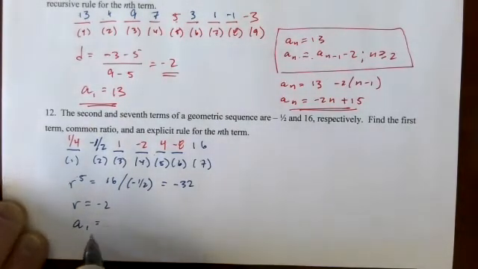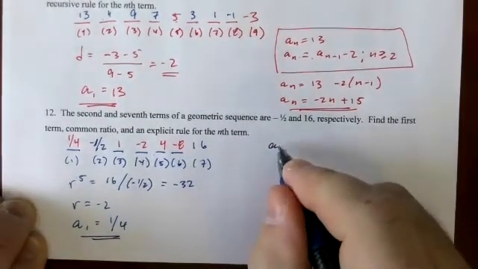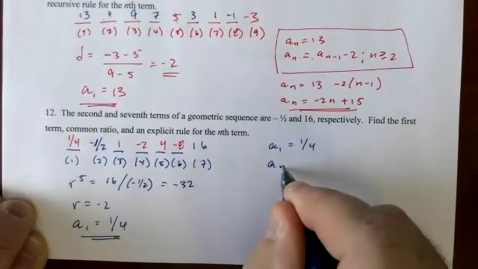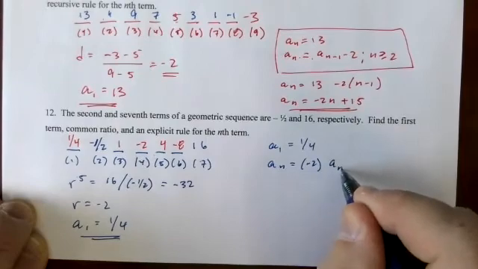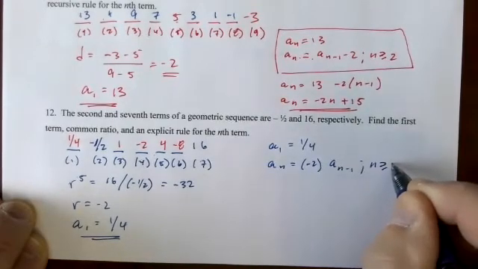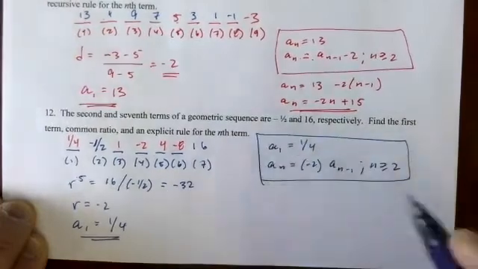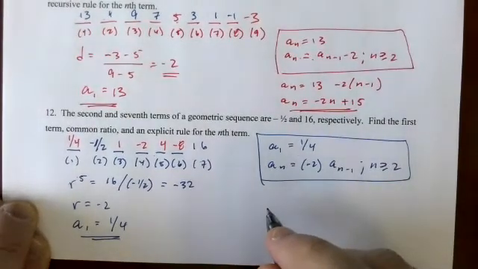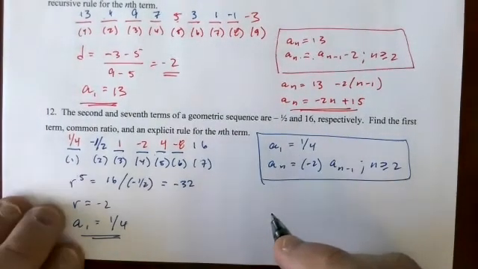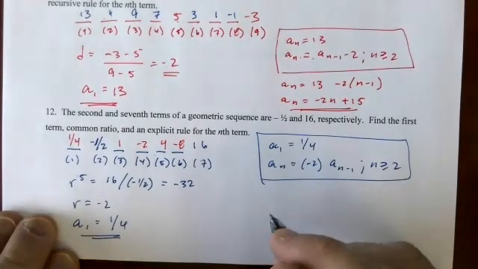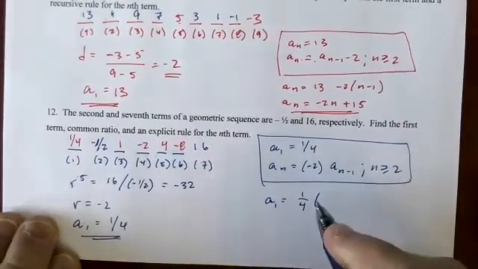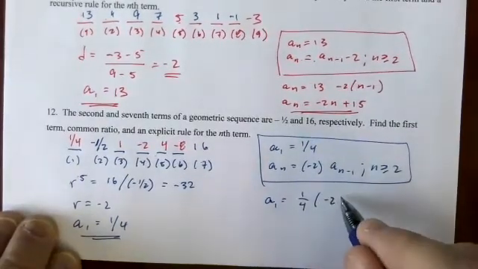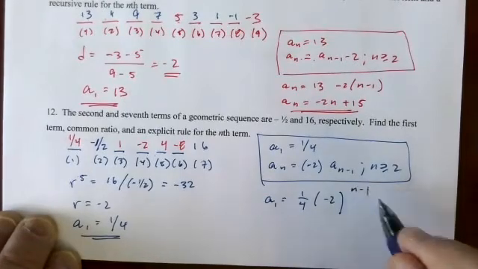A sub 1 equals 1/4. A sub n equals negative 2 times a sub n minus 1. That's the recursive form. And then my explicit form: a sub n equals 1/4 times negative 2 to the n minus 1.